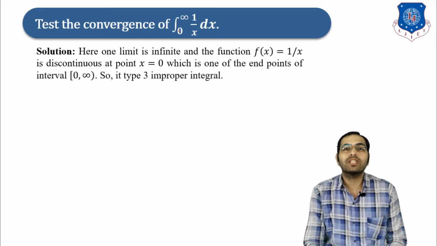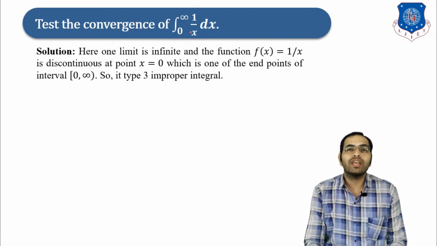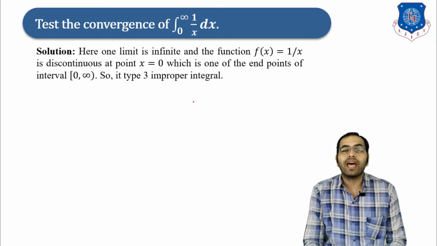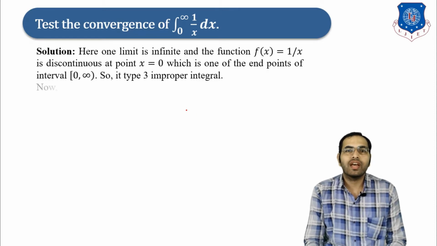Here, whenever we substitute 0 in our function, it also becomes infinite. Means our function is discontinuous at x equal to 0, and we can say that it is unbounded at x equal to 0, which is one of the endpoints of our interval, from closed 0 to open infinity. Means this is the type 3 of the improper integral. For that we have to break the limits.